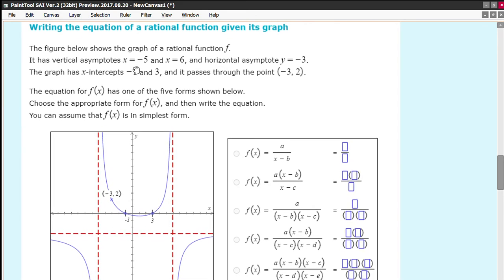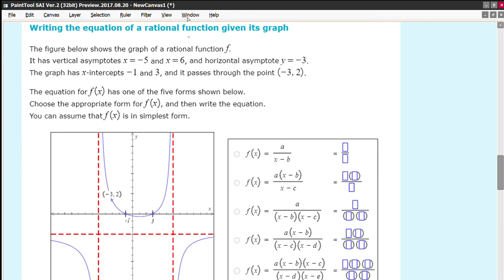Now we're going to learn how to write the equation of a rational function given its graph. In this example, I have a function that has two vertical asymptotes and one horizontal asymptote at y equals -3, two different x-intercepts, and it passes through a specific point.